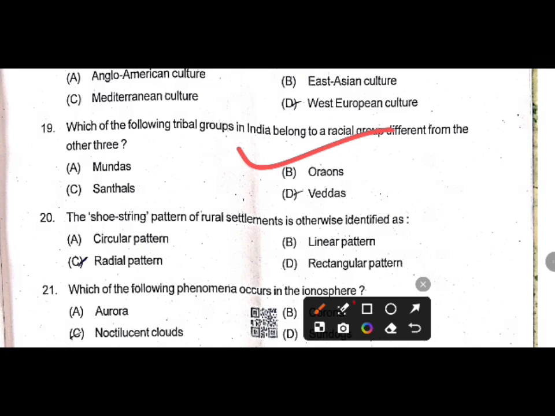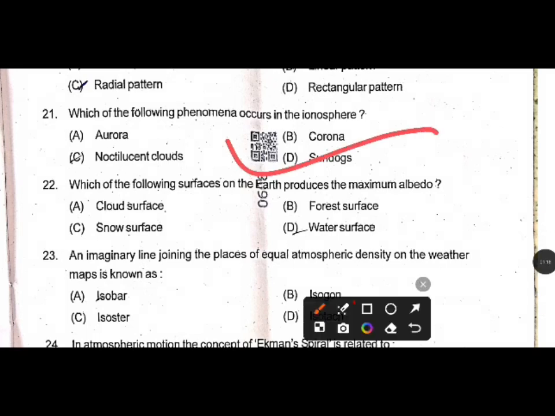20. The shoestring pattern of rural settlement is otherwise identified as. ठीक आंसर टी हबो ऑप्शन ए. 21. Which of the following phenomena occurs in the ionosphere? ठीक आंसर टी हबो ऑप्शन डी. 22. Which of the following surfaces on the earth produces the maximum albedo? ठीक आंसर टी हबो ऑप्शन सी. Snow surface.